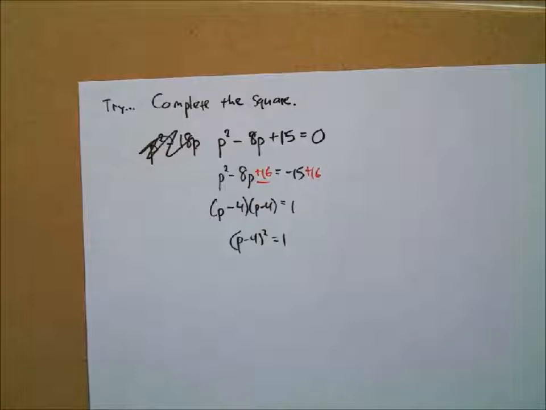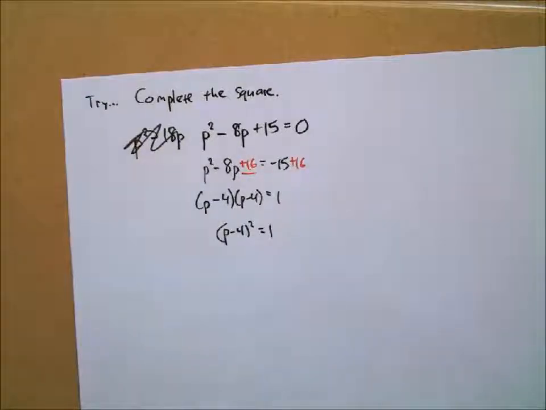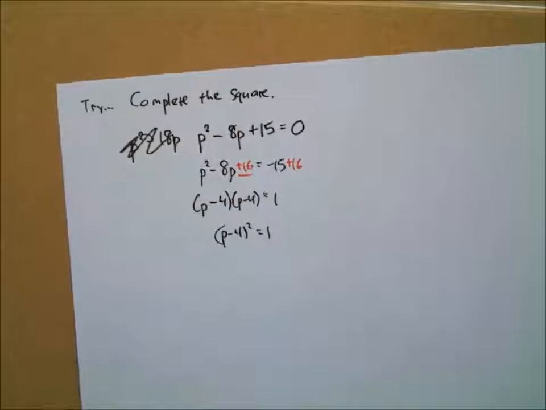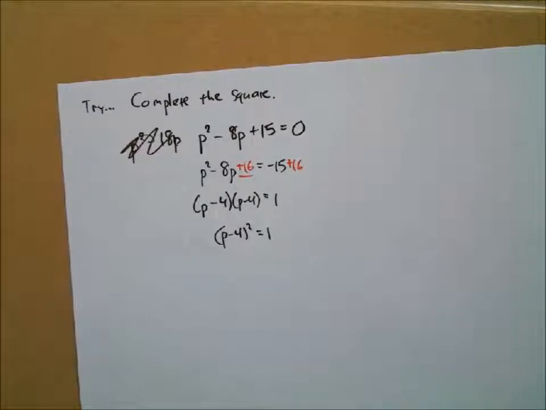Again, you square root both sides. So you have plus or minus 1 equals p minus 4, and then break it into two equations: p minus 4 equals positive 1, p minus 4 equals negative 1, and then solve, and you get your answer. All right. So we're feeling pretty good about completing the square? Yeah. All right.